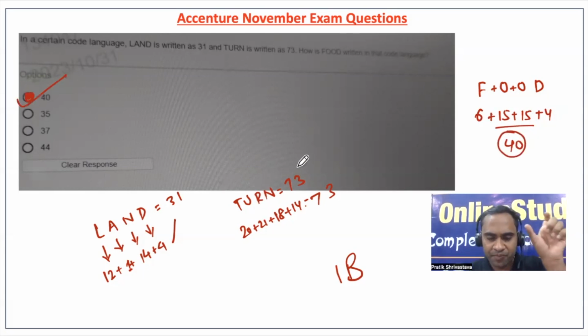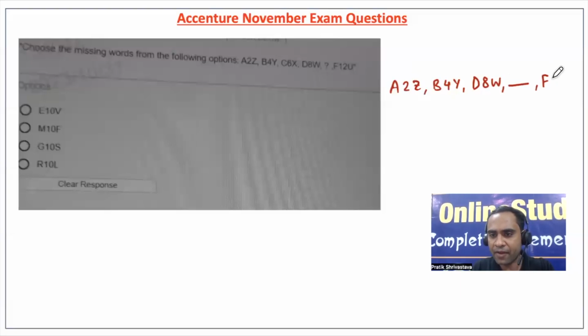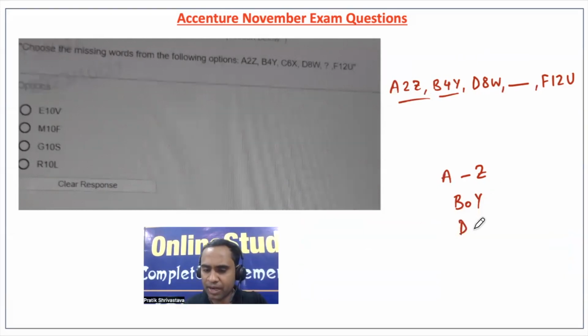So if you have the trick in your mind, you will be easily able to solve the question in the exam. Next, A to Z, B for Y, T8W, and F12U. Very simple question. Basically, the opposite letter has been given. So A to Z, I have taught you. Boy, the opposite letter of B is Y. DW, so here DW, Mountain Dew.